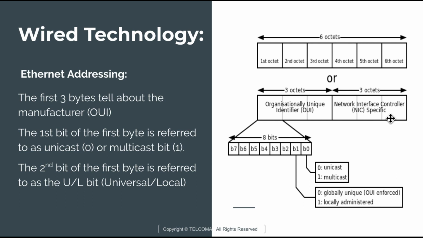Here the first octet of the OUI is further divided into 8 bits. The first 3 bytes tell about the manufacturer, and the first bit of the first byte is referred to as unicast if it is 0 and multicast if it is 1. The second bit of the first byte is referred to as the UL bit, that is universal/local bit. It identifies how the address is administered, that is globally unique or locally administered. So this is about Ethernet addressing.